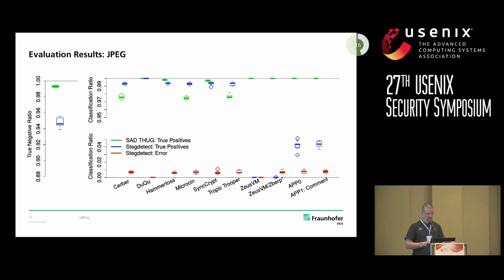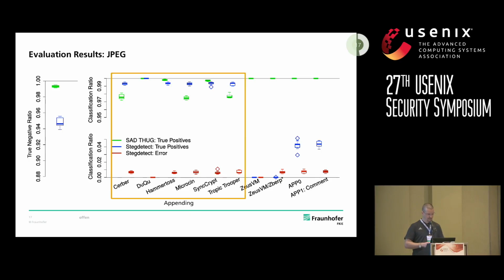Starting with the true negative ratio on the left, the green boxes are for SADFUG and the blue ones are for StackDetect. You see that SADFUG is in the 99-point-something area with respect to true negatives. StackDetect here is hindered by the fact that I just pointed out, that there are quite a lot of image files with extra data behind their end of image markers. So that's a problem for StackDetect. For SADFUG, we learn how files are supposed to look, and that compensates a little bit for that.